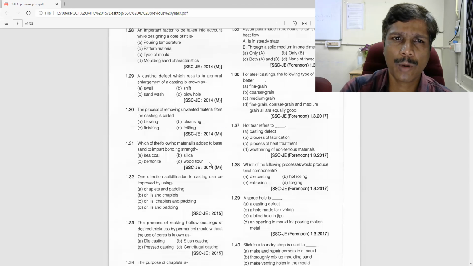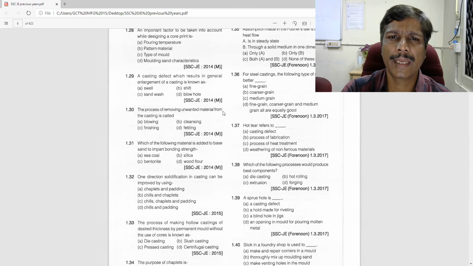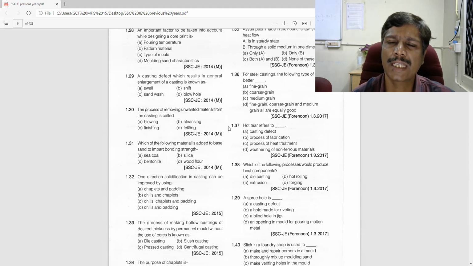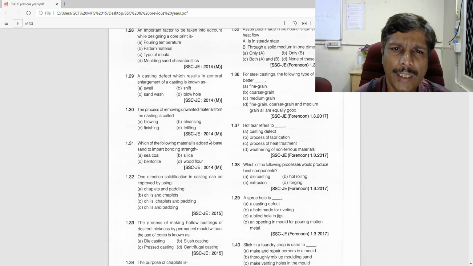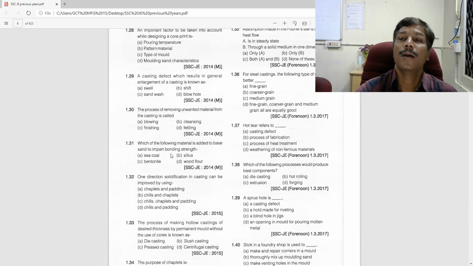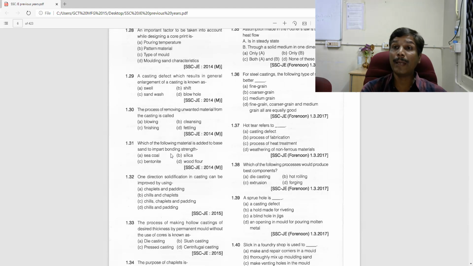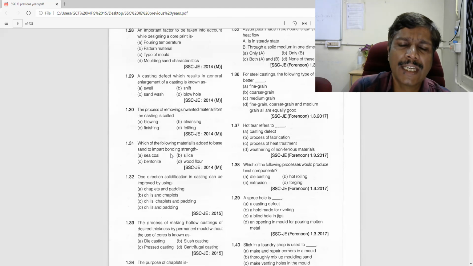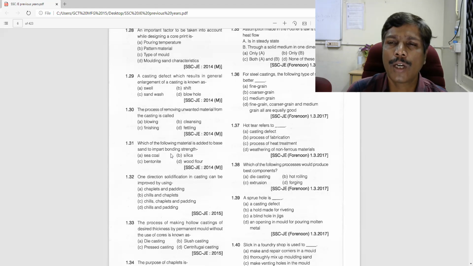Next, the process of removing unwanted material from the casting. The unwanted material can be removed in the fettling section. There is a separate section called the fettling section where the unwanted material is removed. Which of the following is added to base sand to impart bonding strength? Bonding strength is given by bentonite. Bentonite is the additive added to provide good bonding strength.